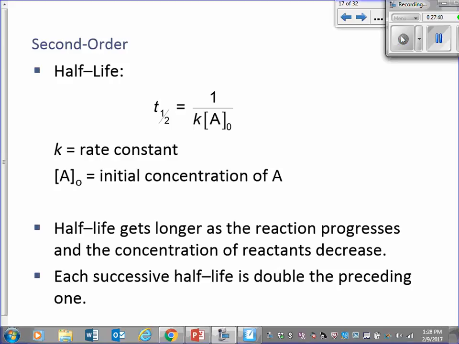Yeah, so half-life does get longer. Make sure that you make the note, and it is a doubling effect. Half-life is doubling the preceding one. So if your half-life was 5 seconds, the second half-life would take 10 seconds, and then the third half-life would take 20, and so forth. As you see, it's going to double each time, and the increments would get wider and longer. Now, because the concentration of the reactants is decreasing at a quicker rate, they wouldn't be able to halve as quickly each time, so it would take longer for that to occur.